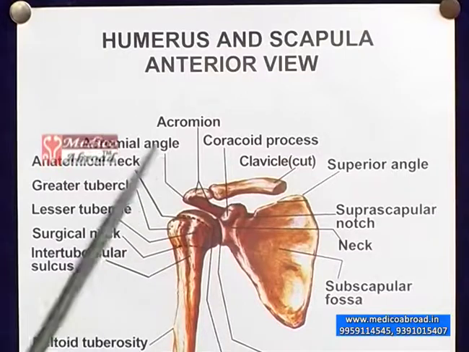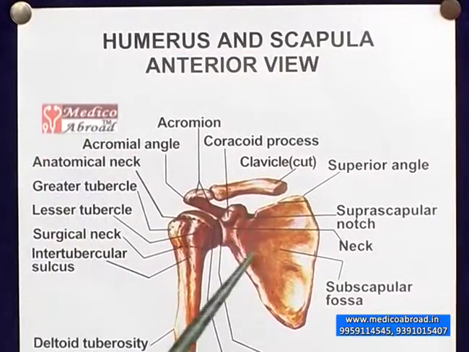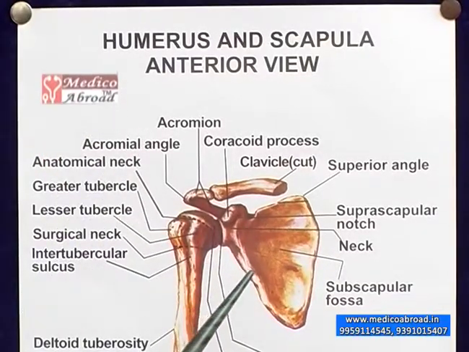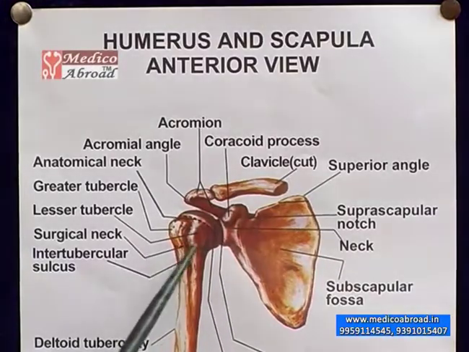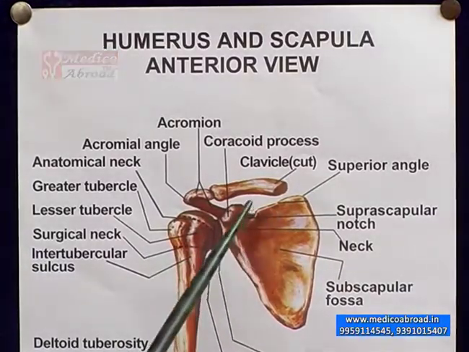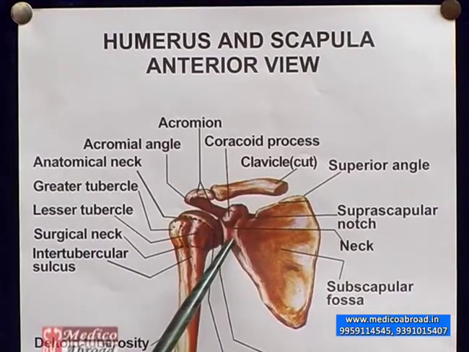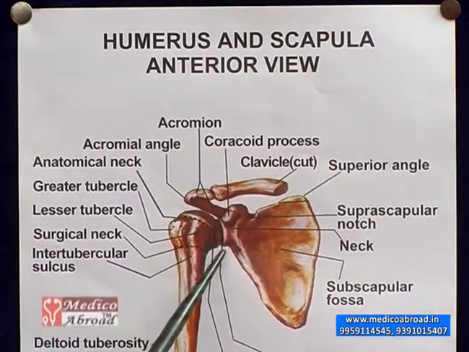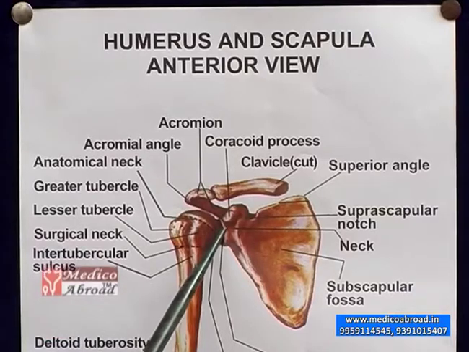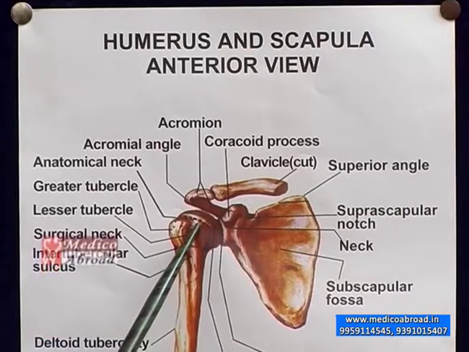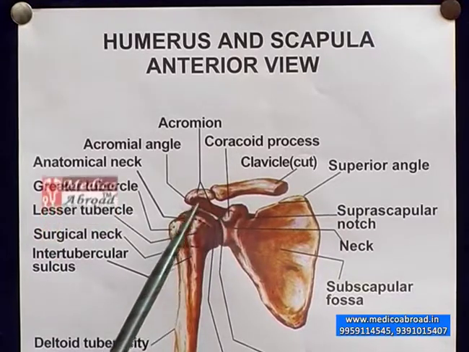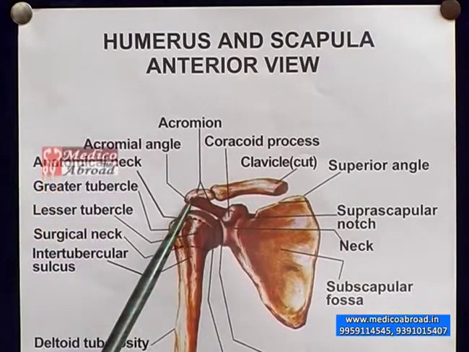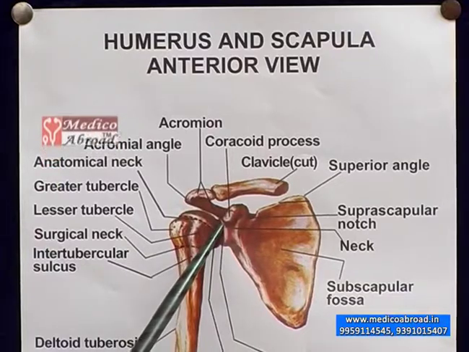This is the anterior view of the humerus and the scapula. This picture shows you 3 bones, the scapula, the clavicle and the humerus. Now if you take a look at the scapula, let's look at the parts of the scapula. This is the glenoid cavity, the lateral end of which articulates with the head of the humerus. Now the glenoid cavity along with the acromial angle forms the socket of the shoulder joint.